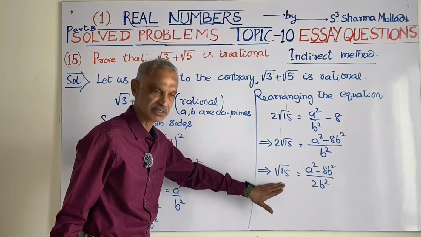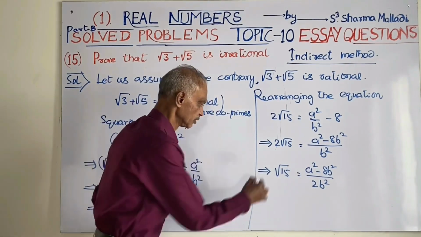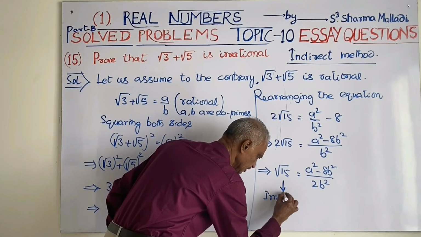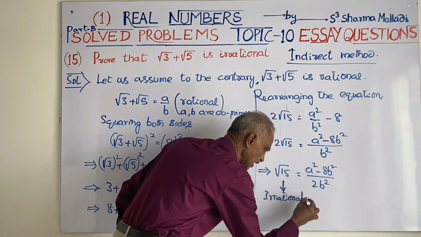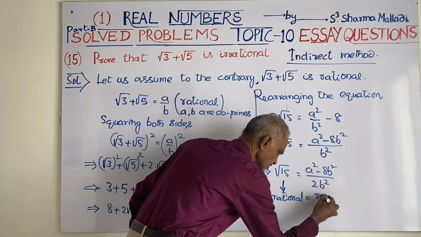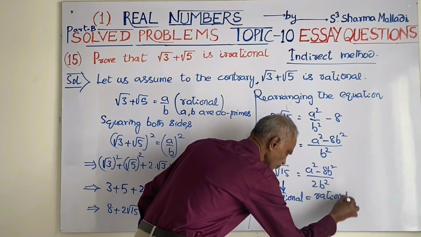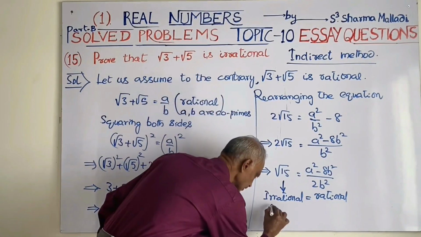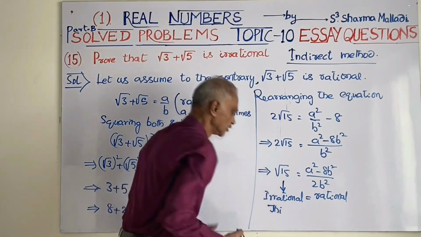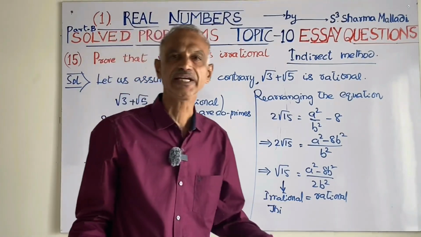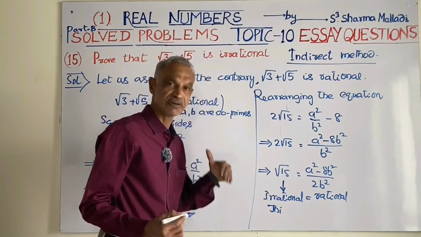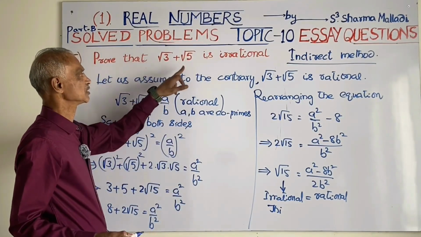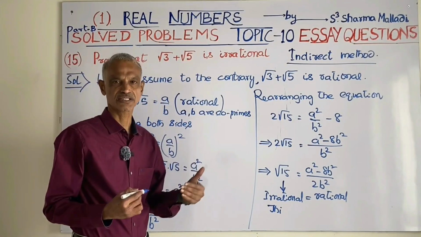Root 15 is an irrational number, but this is a rational number. This is a rational number and this is irrational. This is a contradiction. An irrational number cannot become a rational number. This is a contradiction. Our assumption is false. Then what is true? Then root 3 plus root 5 is an irrational number.